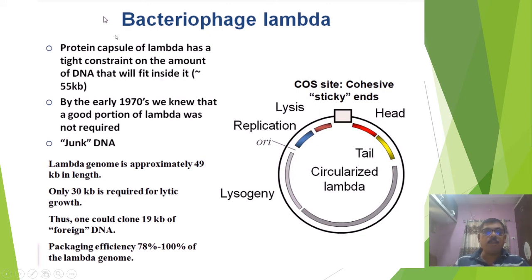The protein capsule of lambda has a tight constraint on the amount of DNA that will fit inside, 55 kb, and it has junk DNA. This junk DNA is not physiologically important, and only 30 kb is important for the lytic pathway. Therefore you can remove 19 kb of the lambda DNA, or phage DNA, and introduce the foreign DNA here, and it can carry a much larger DNA than a plasmid.